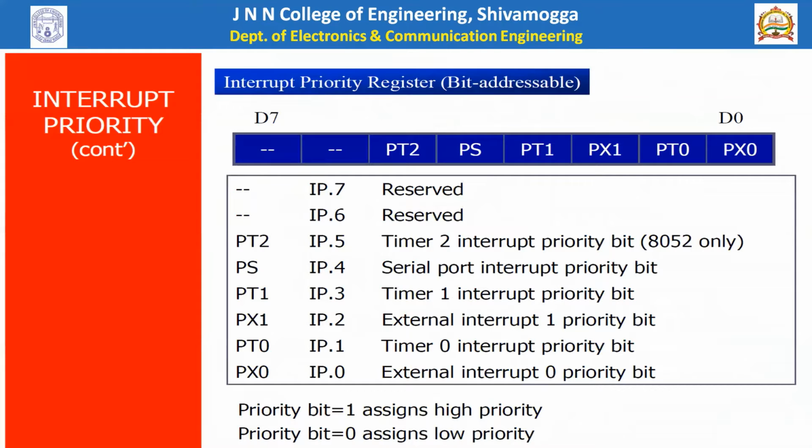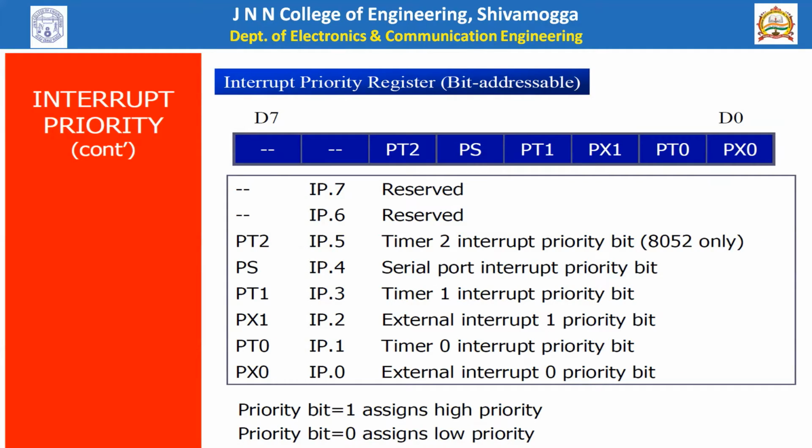This is the template frame format of the interrupt priority register. D7 to D0, the first two bits are not defined. PT2 is the priority of timer interrupt 2. PS is the serial port interrupt priority bit. PT1 is the timer 1 interrupt priority bit. Timer 2 is not there in 8051, so that is not applicable because we are discussing 8051.